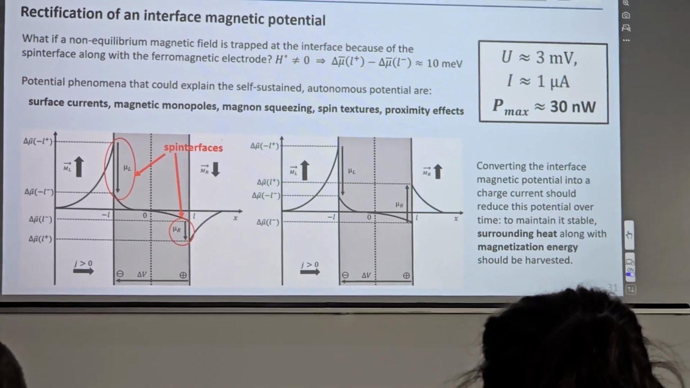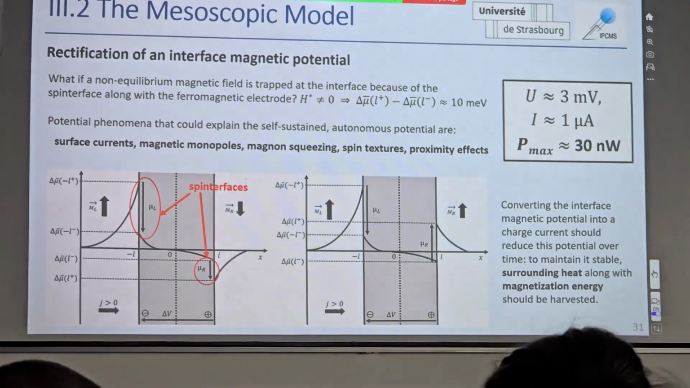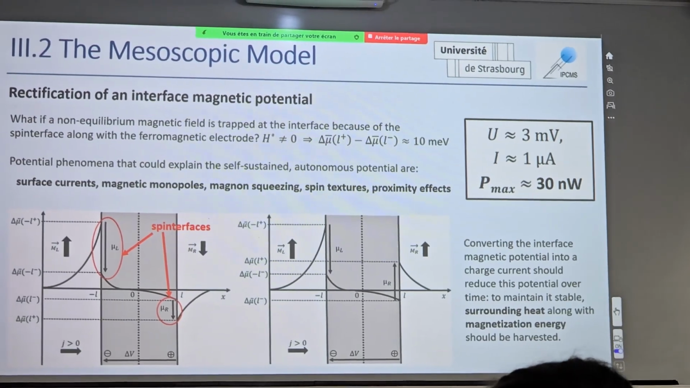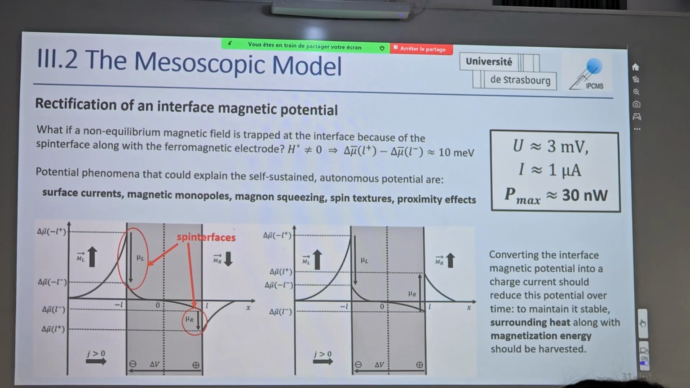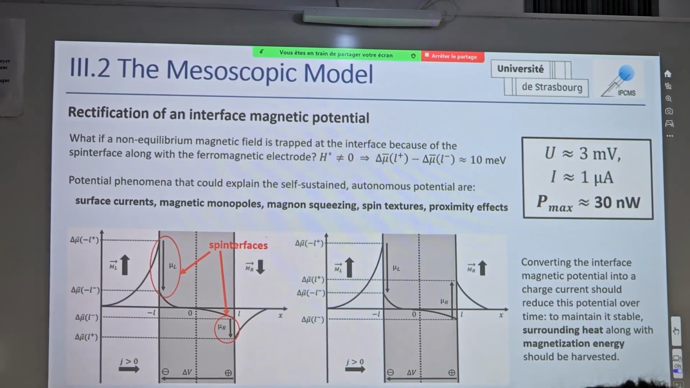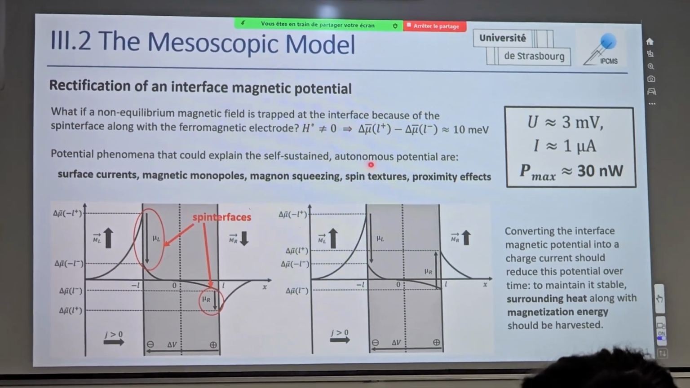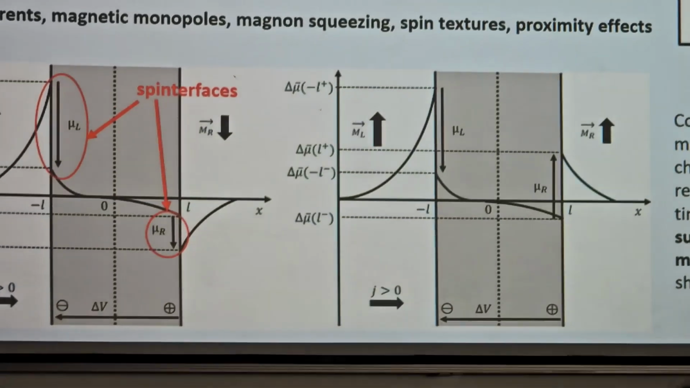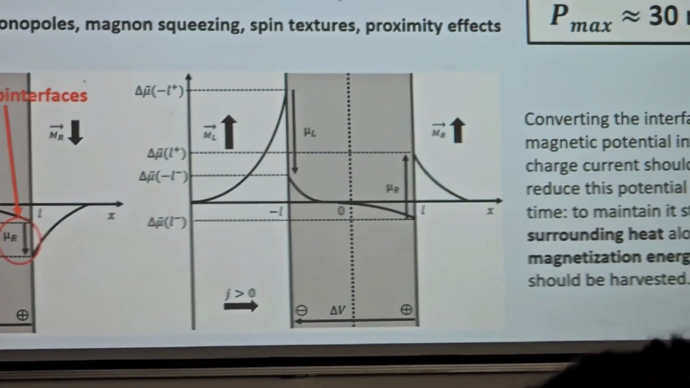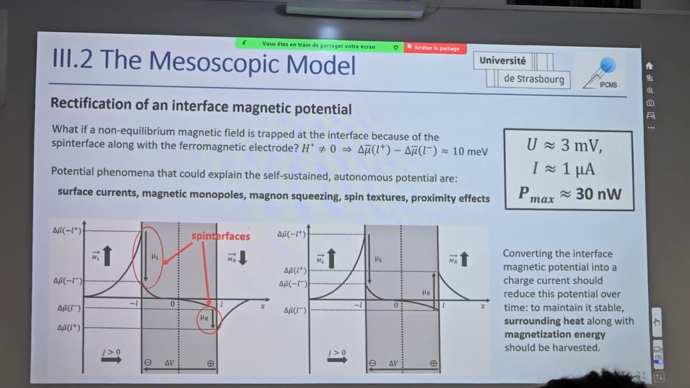So this led me to wonder about this magnetic term that was set to 0 in passive spintronics, and ask the question: what if a non-equilibrium magnetic field was trapped at the interface because of the combination of the spin interfaces and the electrodes? When considering a non-zero interfacial magnetic field, this leads to a discontinuity in the spin accumulations at the interfaces, and I showed that this device could rectify this discontinuity, generate some power, and reproduce the results.